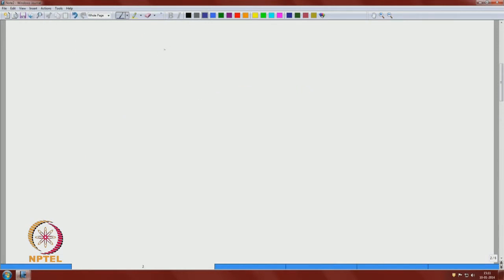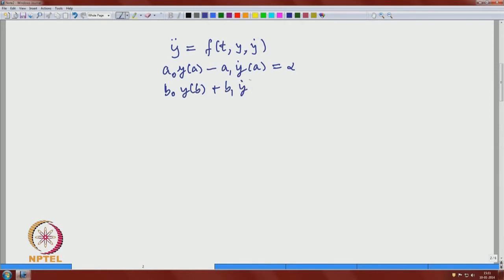Okay, so we started with, let me again go back to y double dot equal to f(t, y, y dot), with a0 y(a) minus a1 y dot(a) equal to alpha, and b0 y(b) plus b1 y dot(b) is equal to beta. So, this is the BVP, call it 1a, 1b, and the corresponding initial value problem.